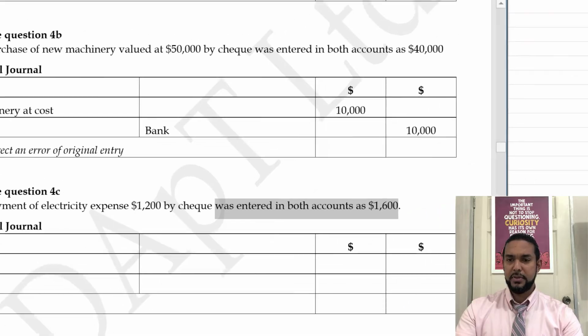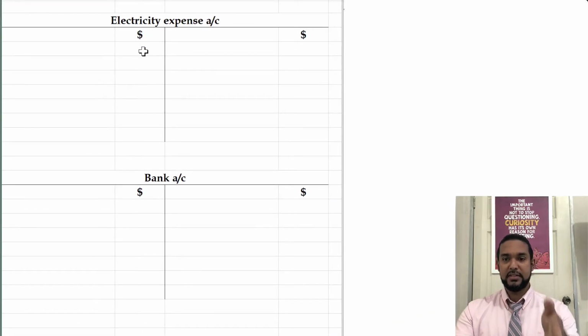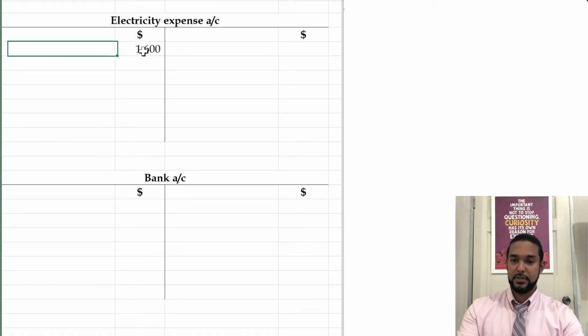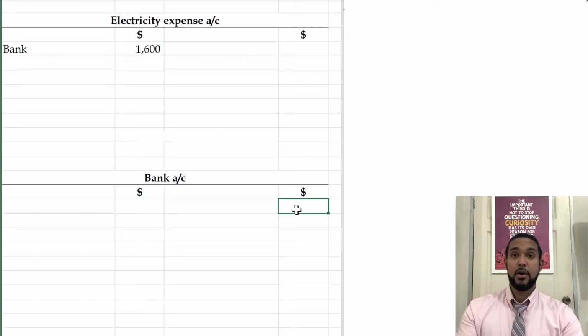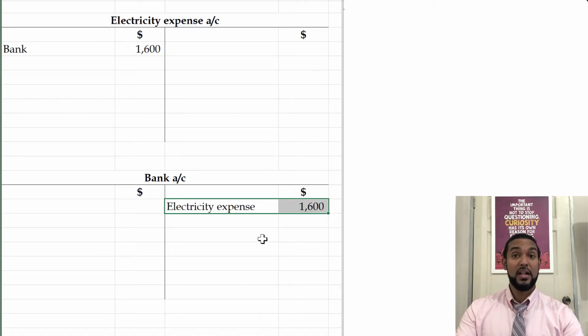So let's go across to the T accounts. So we paid electricity. Now when you pay money to something, you debit that something, right? So 1,600 was how much was actually put. And we said bank. Bank is what we pay with a check. In the bank account, bank is an asset. If you're making a payment, your asset of bank will decrease. To record a decrease in an asset, you have to credit the asset account. So 1,600 was the amount that was used to pay electricity expense, right? But it was supposed to be 1,200.